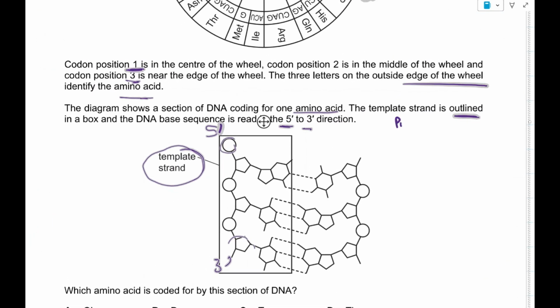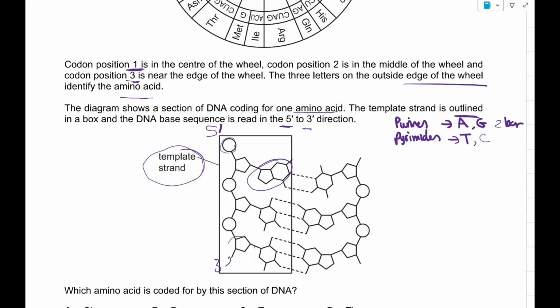Now, let's zoom in a little bit. We have purines and pyrimidines. The purines, we have adenine and guanine. For pyrimidines, which are a lot smaller, we have thymine and cytosine. Okay, so purines have 2 nitrogenous bases, whilst pyrimidines only have 1. And they're a lot smaller. So let's go into the next point.